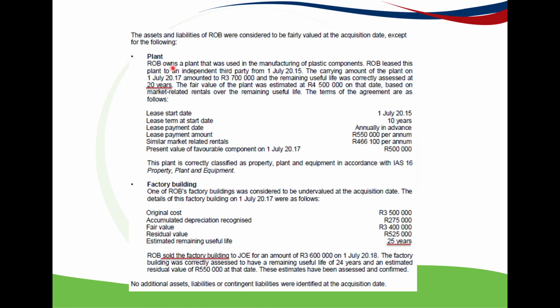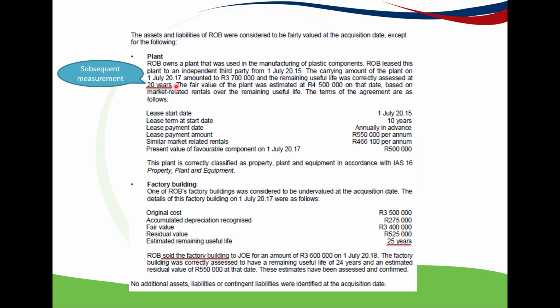Rob, the subsidiary, owns a plant that's used in the manufacturing of plastic components. Rob leased this plant to an independent third party from 1 July 2015. The carrying amount of the plant at acquisition date amounted to 3.7 million, and the remaining useful life was correctly assessed at 20 years. So it has a useful life.